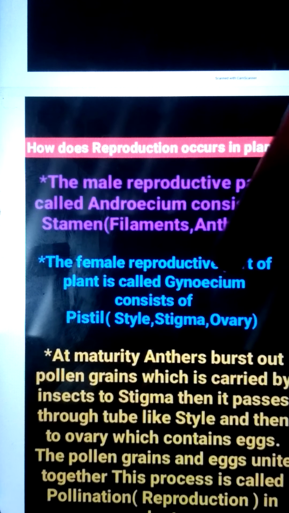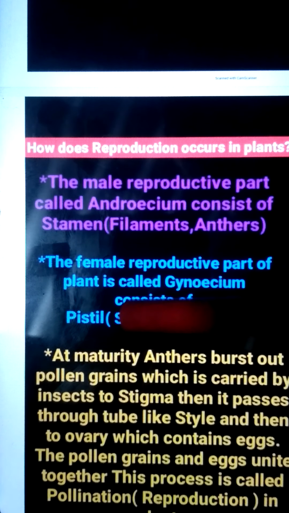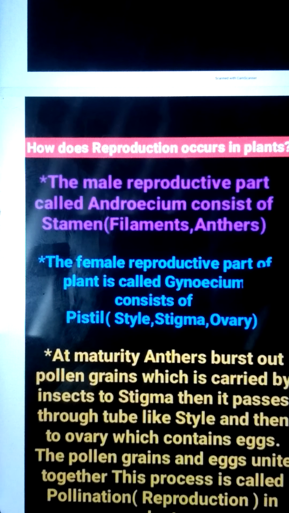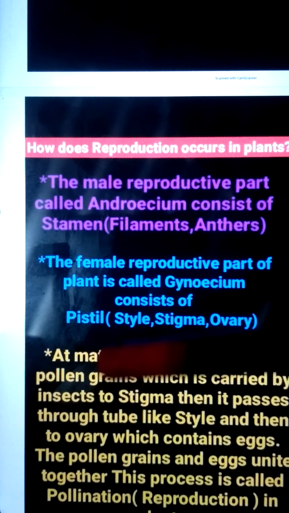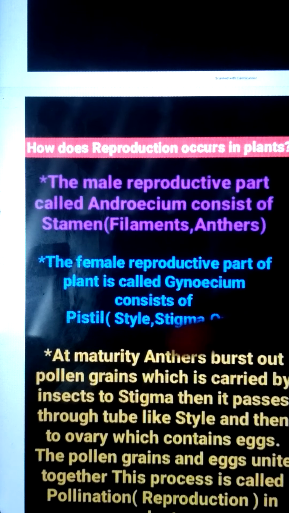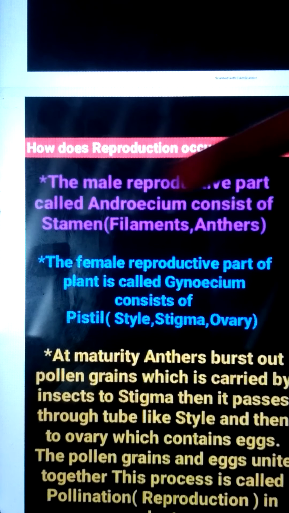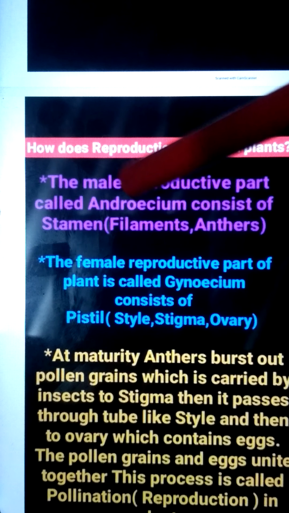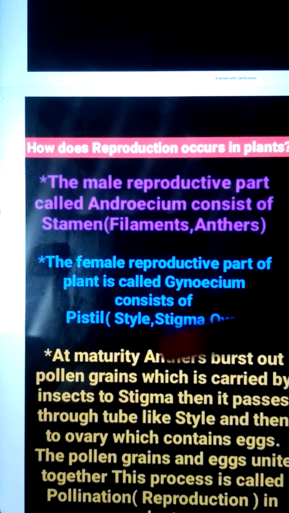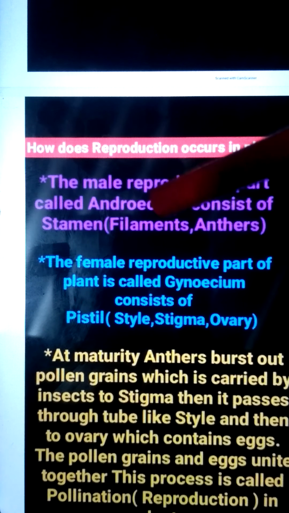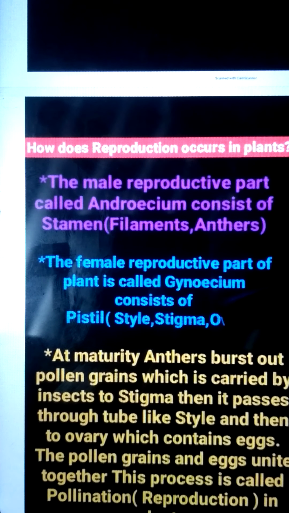What is the female reproductive part in a flower? Let's see. The female reproductive part of a flower is called gynoecium, and that gynoecium consists of pistil or carpel, and pistil consists of style, stigma and ovary. Means what? This anther and filament together form stamens. Style, stigma, ovary together form pistil. This is the male reproductive part and this is the female reproductive part.